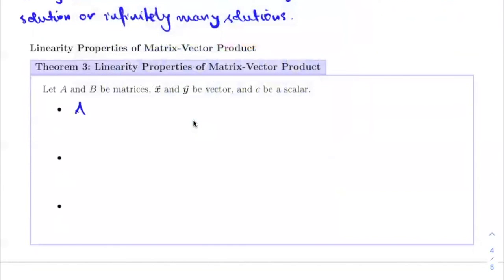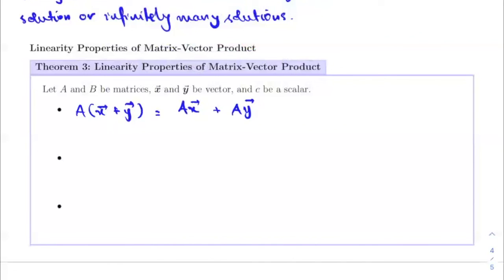If A is acting on the sum of the two column vectors, this is equivalent to A acting on the column vector x, then added with A acting on the column vector y. So this is acting on the left.